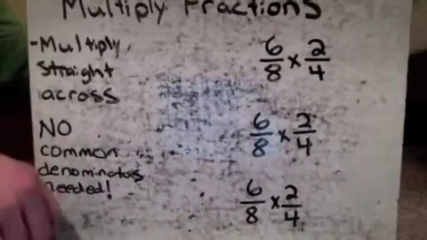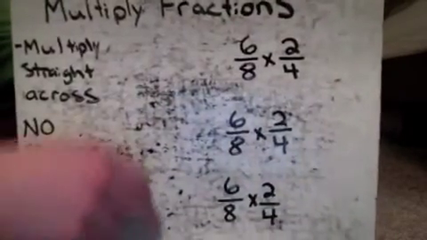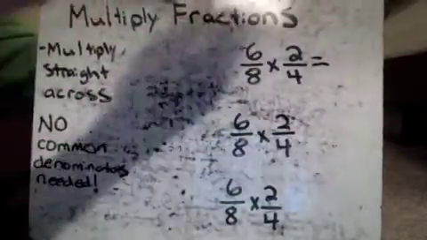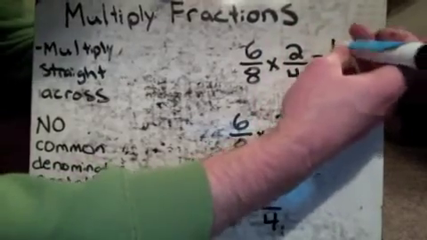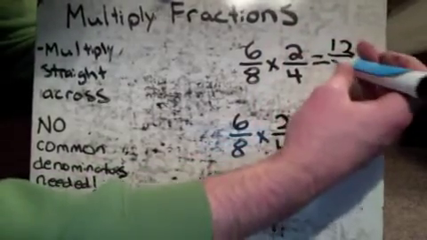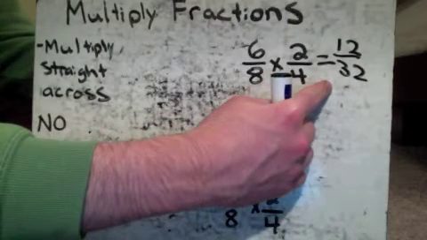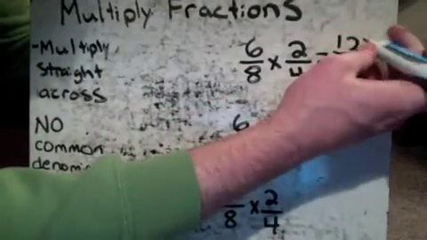Alright, this will be our last practice one before you try a few on your own here. And I'd put 3 of these on here and you'll see why in a minute. If you just want to do it normal and you just want to multiply straight across with no common denominators, which you don't have to have. 6 times 2 is 12. 8 times 4 is 32. Those, of course, could be reduced. I would say that we could probably divide by 4 on both of these.